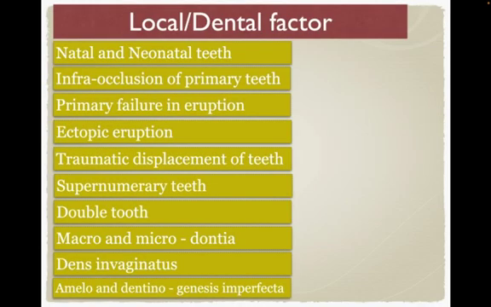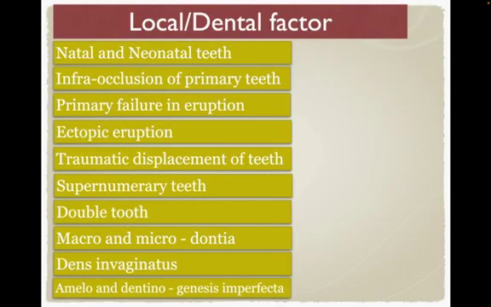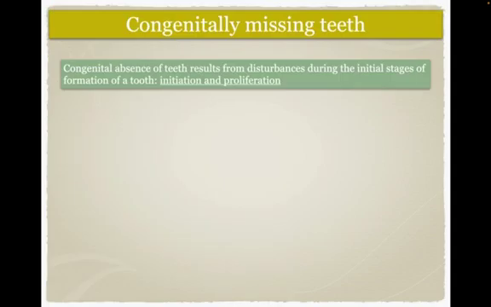So by that, we finished the supernumerary teeth. Then we move to the double teeth. So what do we mean by the double teeth? This one is the hypodontia first and then the double teeth.